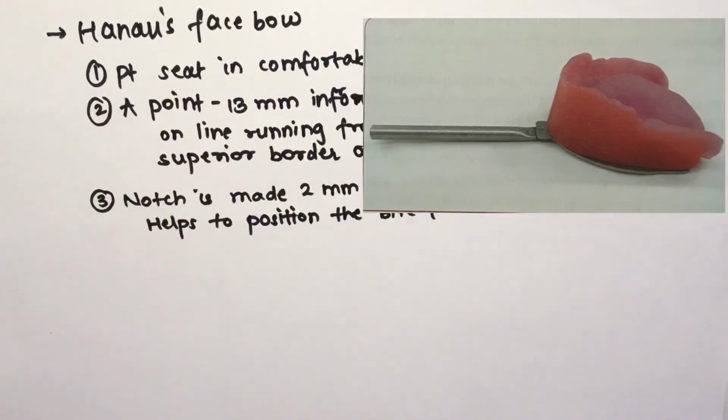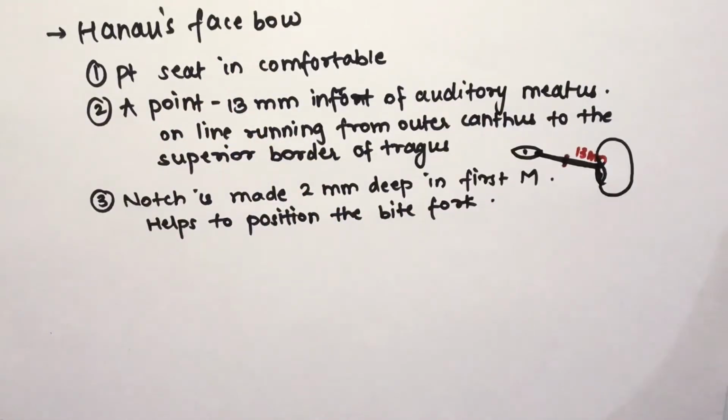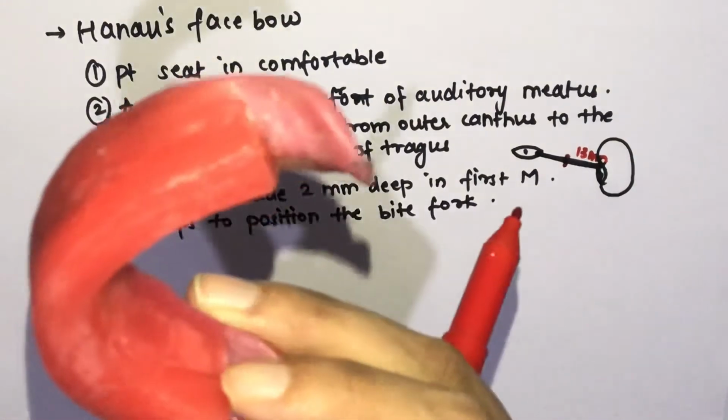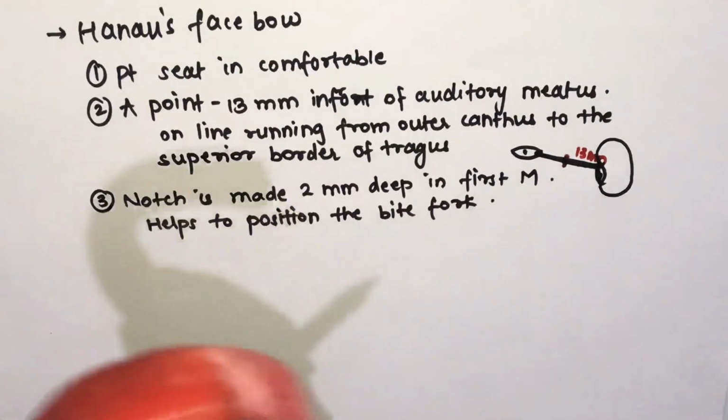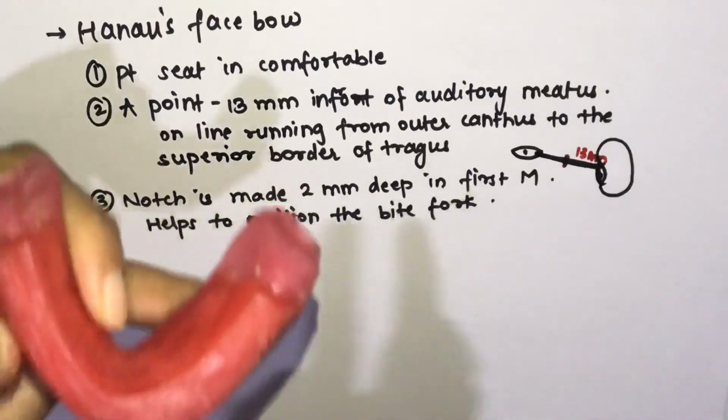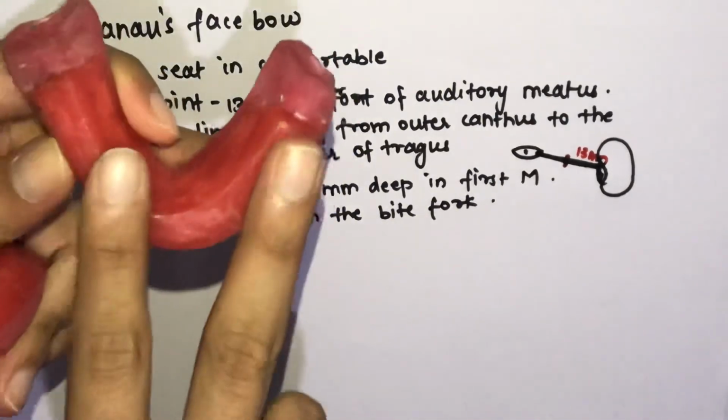Then you place the mandibular occlusal rim. So you are placing this mandibular occlusal rim and you're reducing it so that there is space for that bite fork to be accommodated.